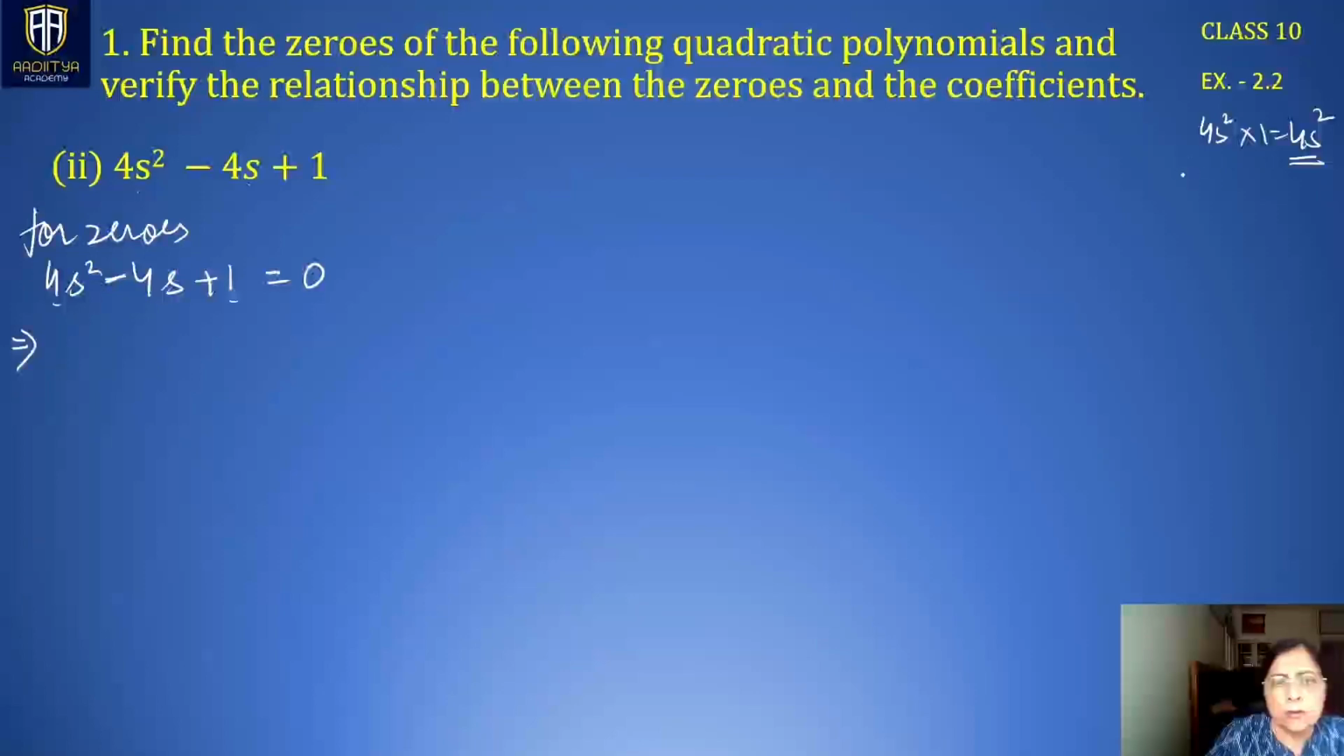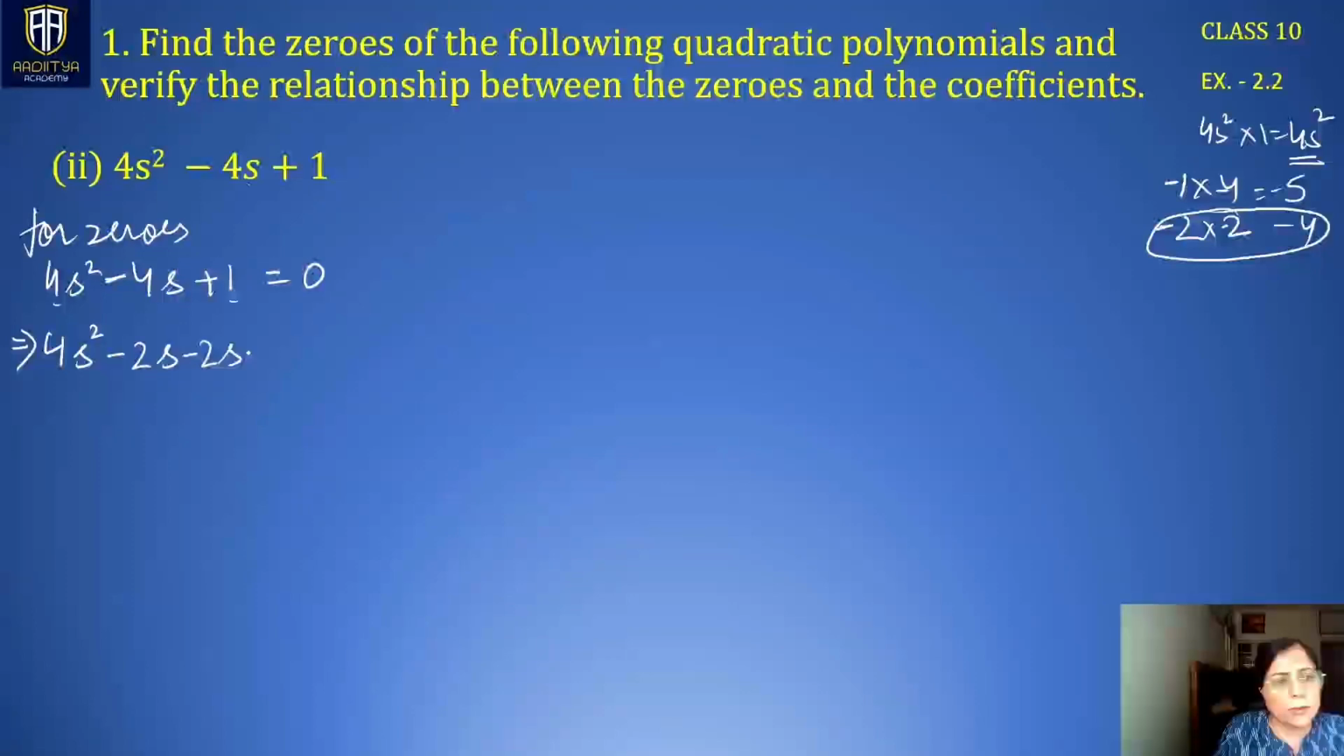4s square. Now the factorization for 4 is 1 times 4 or 2 times 2. So as I told you, both the factors have to be negative so that the sum is negative. So I take them negative. We get minus 2 here and minus 2 here. So this is the exact factorization that is required. Now breaking this middle term into 2, I write this as negative 2s and negative 2s plus 1. Now I take common from first two terms and common from next two terms.